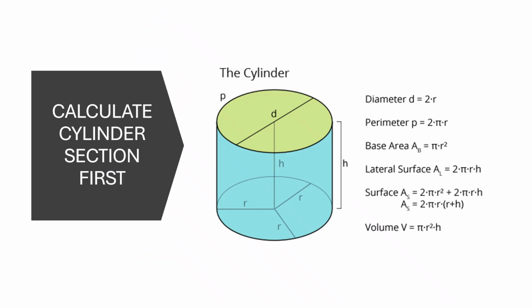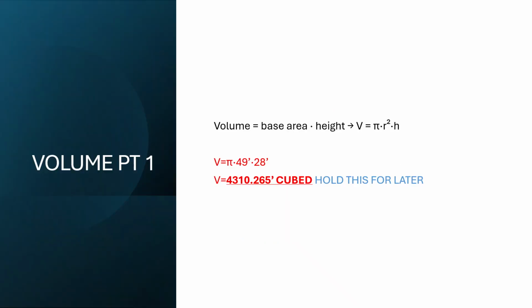So the first thing we want to do is calculate the cylinder. Honestly, you can do this in any order, but for me this is going to be a little bit easier. How do you calculate the volume of a cylinder? You have your base area times height, so V equals pi r squared times height. Once you get the area of a circle, which is squared, and take that times the height, that will give you a volume calculation which will be cubed.